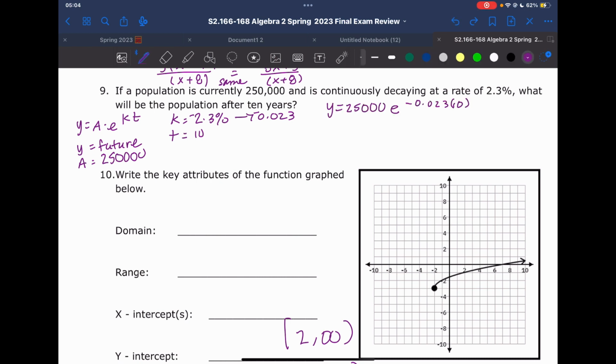I need to correct this. This is 250,000. I think I'm missing a 0, so it's 250,000 times e^(negative 0.023 times 10). And then their decreased population is going to be 198,633. You want to use whole numbers because you're talking about a population.